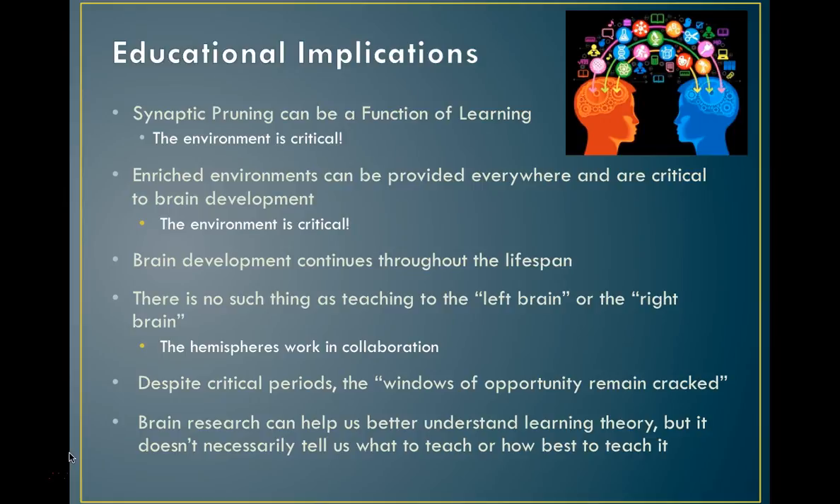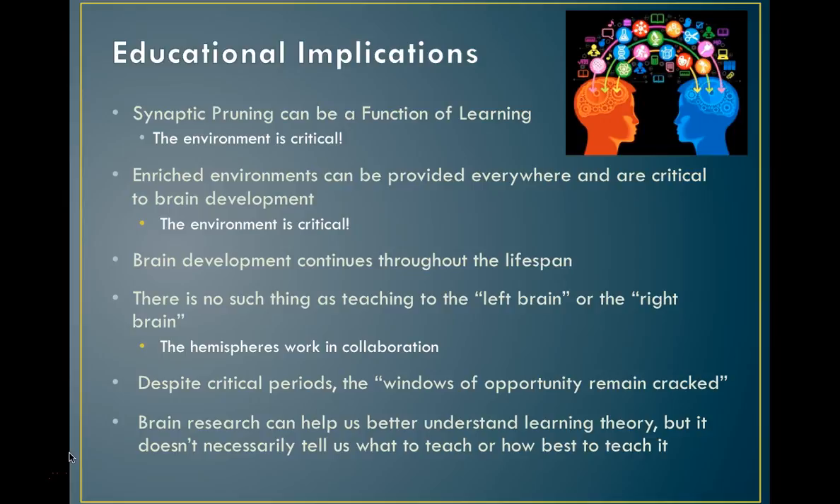Again, synaptic pruning can actually be a good thing, right? We want this to happen, and it can be a function of learning and experience in the environment. So what we know is that enriched environments are critical to brain development. And then also, brain development continues throughout the lifespan. It doesn't just stop or we hit a ceiling at a certain point in adulthood. There's really no such thing as teaching to the left brain or the right brain. There's also no such thing as learning styles. This whole idea of auditory learning styles or visual learning styles has been disproven over and over and over again.